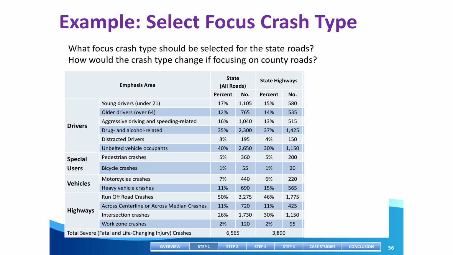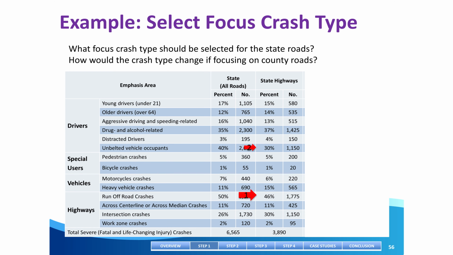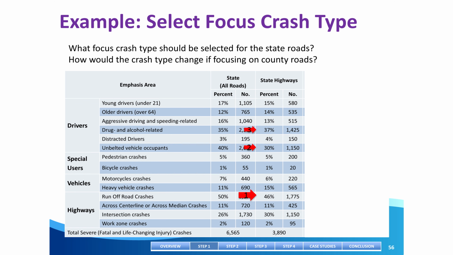Run off the road. All right. So we see that 46% of our fatal and serious injury crashes are related to run off the road. This gets into driver behavior issues as well. Aggressive driving, drug and alcohol, seatbelt use. But from the state system, especially from an engineering perspective, maybe we would focus on run-off road crashes as our focus crash type. Beyond that, unbelted seems to be a large percentage, as does drug and alcohol. I think those are actually flipped around.